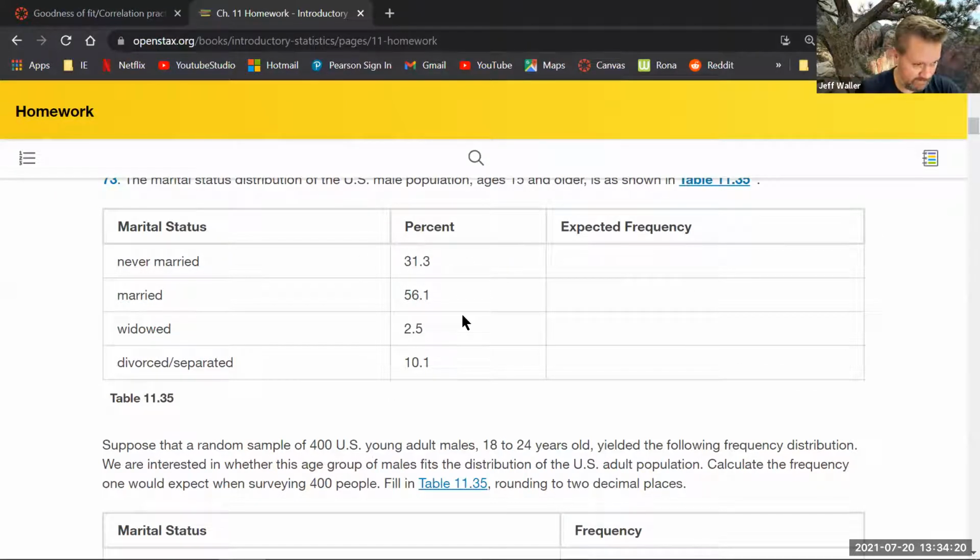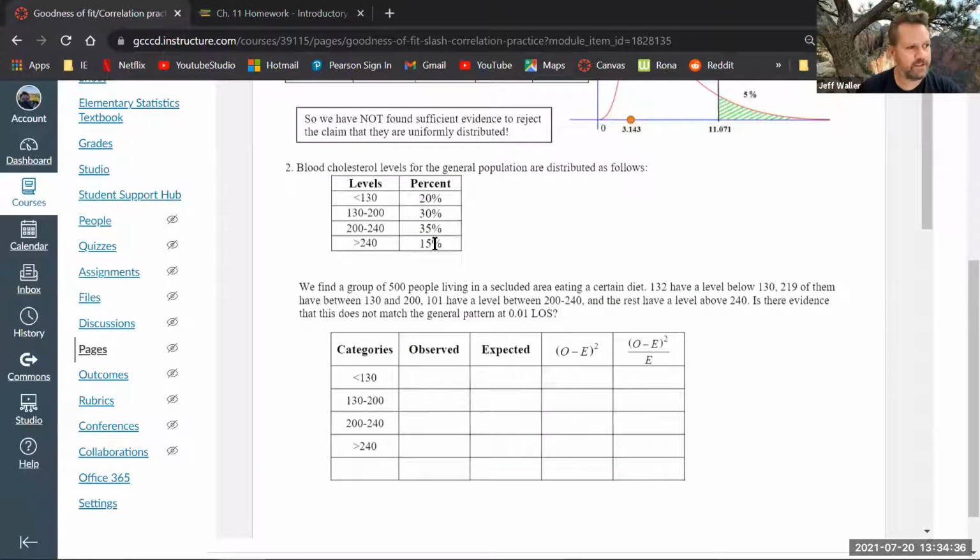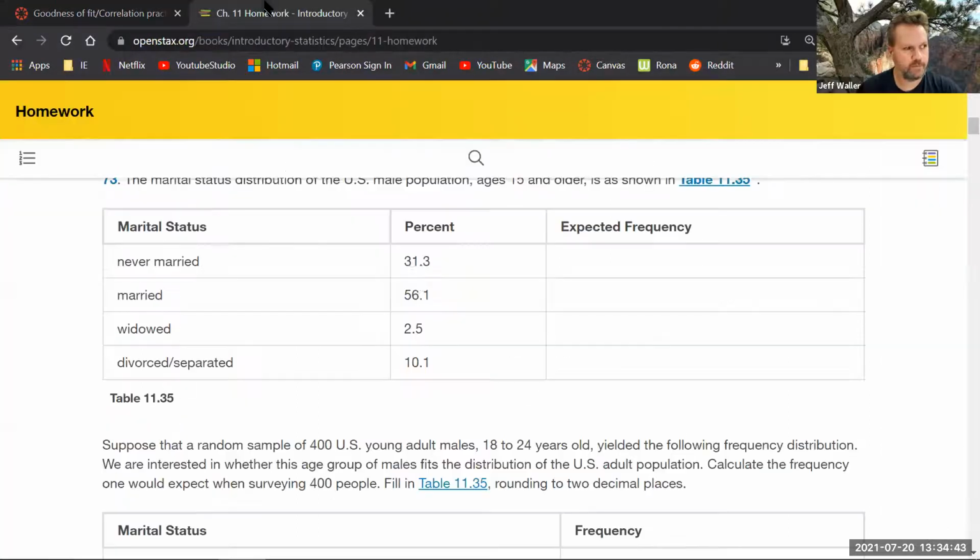Can you see what I'm doing? The 31.3. Yes, 31.3% are in this category. So how many are in that category? 31.3% of 400, which is exactly what we did on this problem to figure these out. We did 20% of 500 and 30% of 500. So it should be 125.2, whatever it is. That sounds about right.